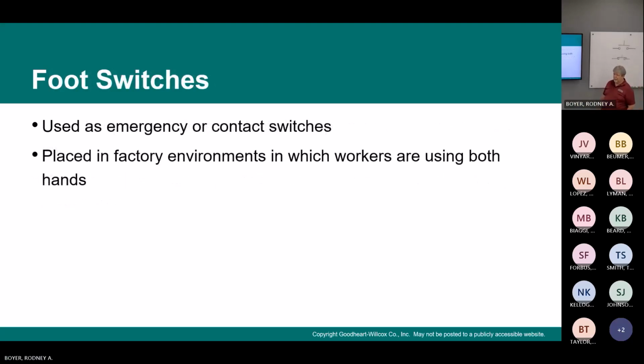Foot switches are used as emergency or contact switches. They're placed in factory environments in which workers are using both hands. Sometimes they are for dead man purposes where you have to stand on it to make the thing work. Or if you're holding a part in a machine, you trip it with your foot to make the machine do its thing. That's only done if there's sufficient guarding or other means to keep you from getting in the machine whenever you step on the pedal.